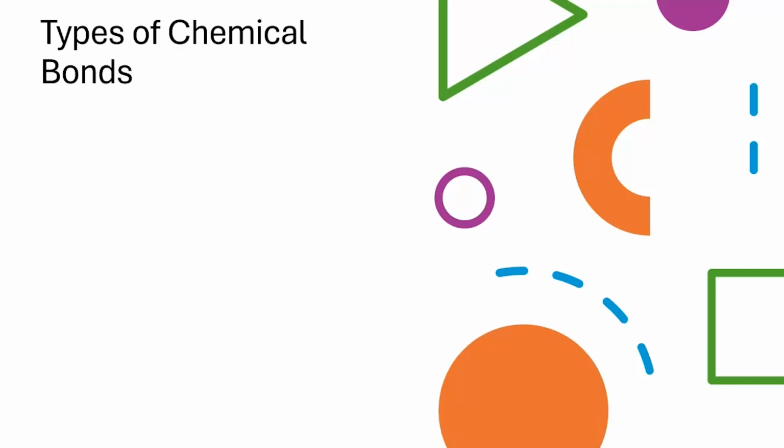Ionic bonds are a little different. One atom basically takes electrons like they're grabbing the last slice of pizza at a party. Let's dive into both.